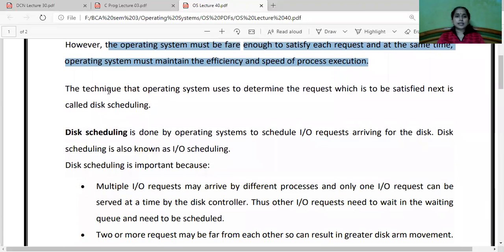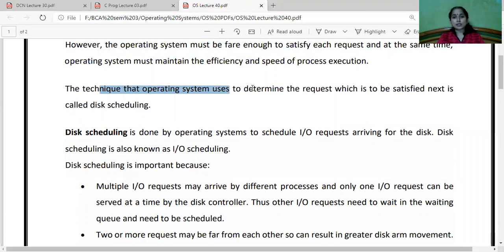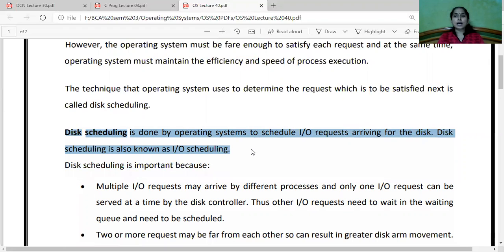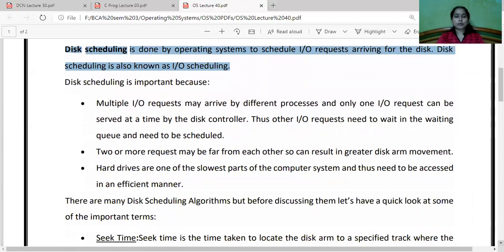So this technique that the operating system uses to determine the request which is to be satisfied next is called disk scheduling. Disk scheduling is done by the operating system to schedule the IO requests arriving for the disk. Disk scheduling is also known as IO scheduling. So remember this point, children, that if you get a question on disk scheduling or IO scheduling, don't get confused. They are not two different terms. They are the same term used for the same process.